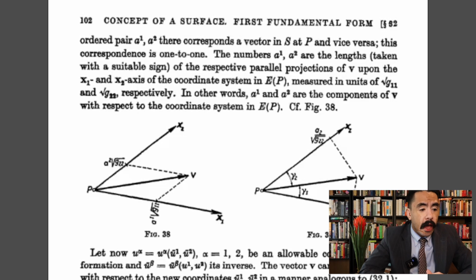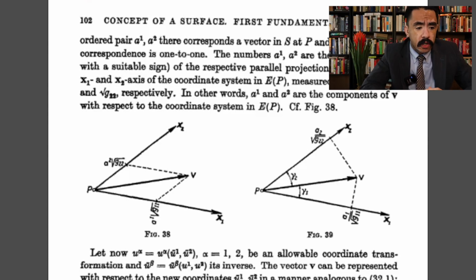To every ordered pair a1, a2, there corresponds a vector in S at P, and vice versa. This correspondence is 1 to 1. The numbers a1 and a2 are the lengths, taken with a suitable sign, of the respective parallel projections of v upon the x1 and x2 axes of the coordinate system in E of P, measured in units of the square root of g sub 1,1 and the square root of g sub 2,2, respectively. In other words, a1 and a2 are the components of v with respect to the coordinate system in the tangent plane E of P.